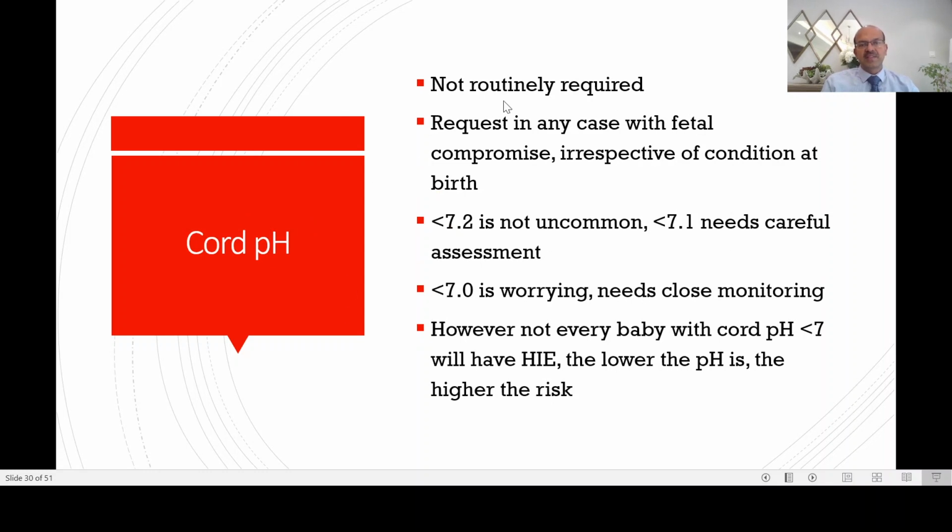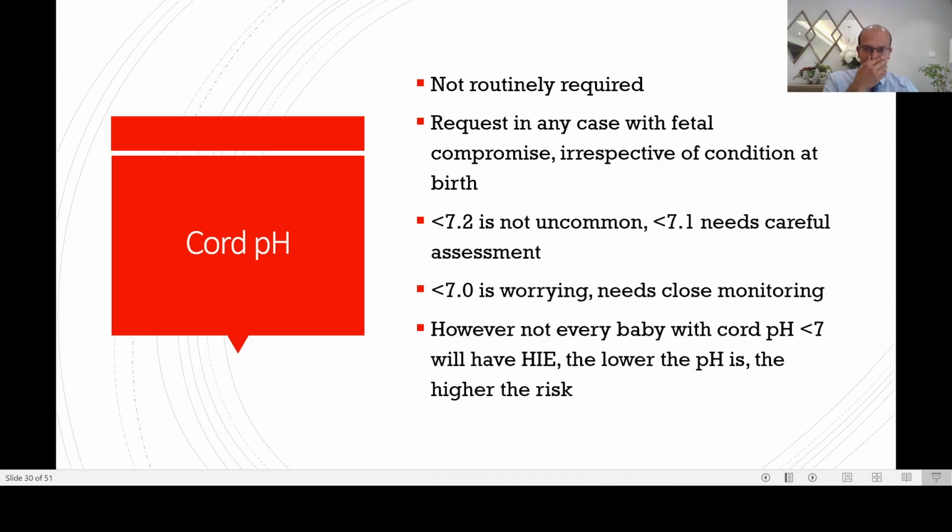In terms of cord pH, it's not routinely required in all the deliveries. However, where you have fetal compromise or the baby comes out in a poor condition, you do need to request it. And double clamping of the cord as a routine will allow you to take the sample even after the baby is delivered. So if you take the sample within 3 to 5 minutes of delivery in the double clamp segment, it will be reflective of the fetal condition at birth.